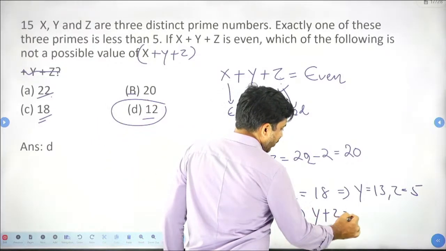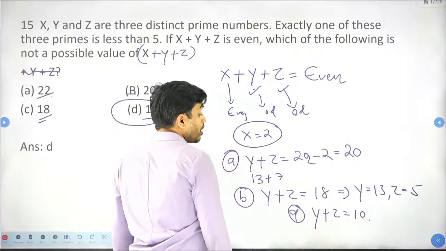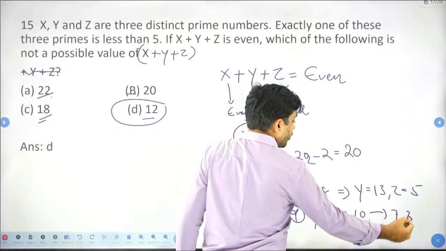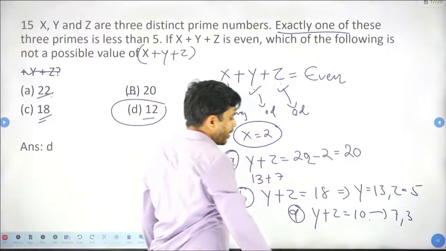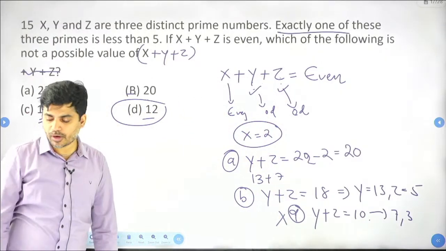Y plus Z is equal to 10, because 12 minus 2, 10. So which prime numbers you will take? 7 and 3, perfect, but only one of the number is less than 5. So this is not possible, option D.